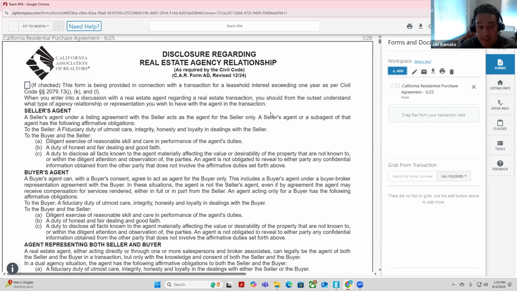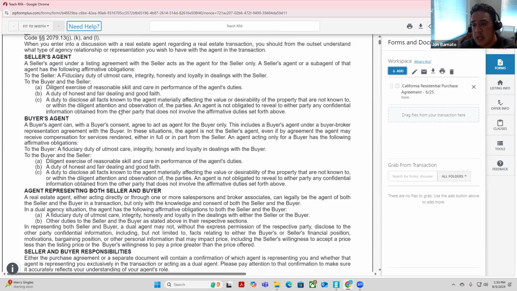So please be aware. The first document that you always get in the contract is always the disclosure regarding agency relationship. I just want to touch on this shortly. As a broker, you do have a fiduciary duty of utmost care, integrity, honesty, and loyalty with the seller or buyer, in this case.